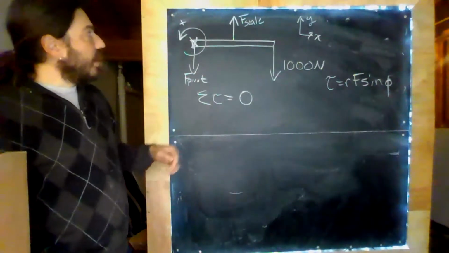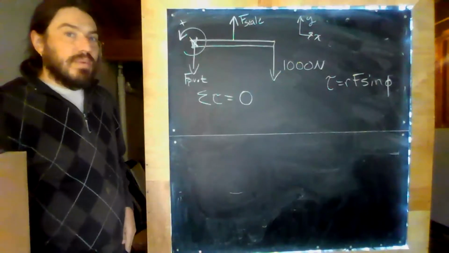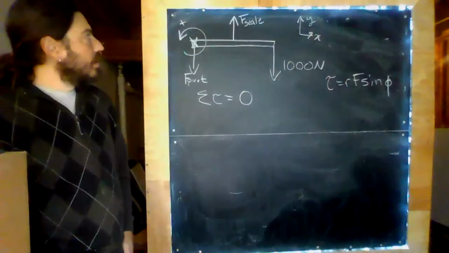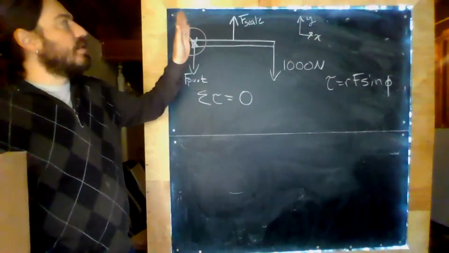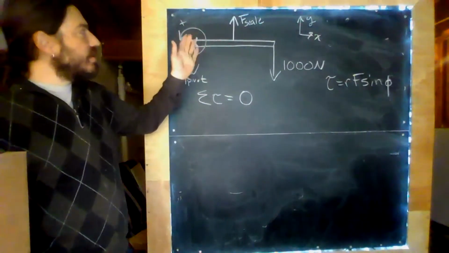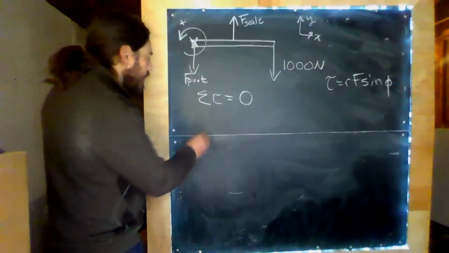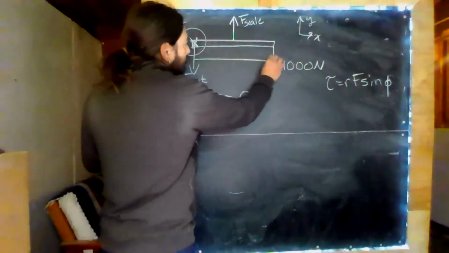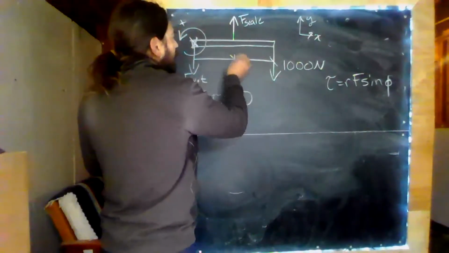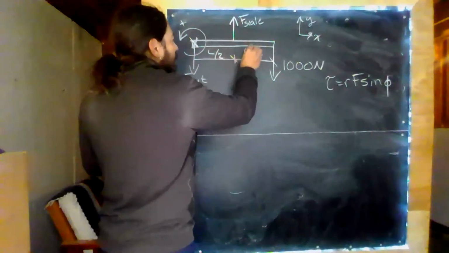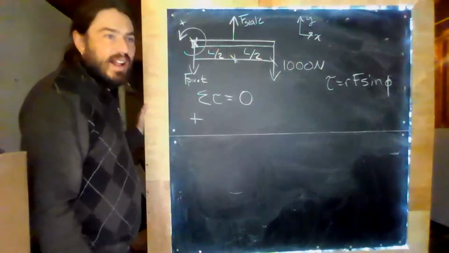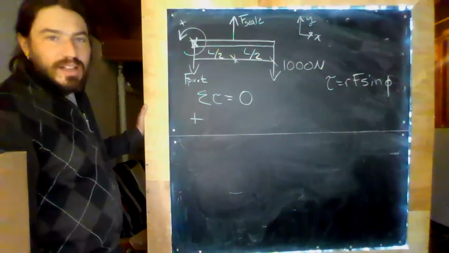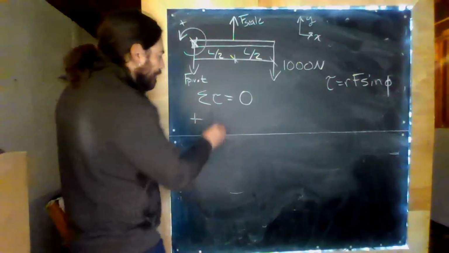Okay, so moving on, we've got the force of the scale. Is that creating a positive torque or a negative torque? Well, we see that the force of the scale is trying to rotate it counterclockwise, and so that is a positive torque. Where is it applied? Well, if we call the length of our bar L, then the force of the scale is applied in the middle at L over 2.